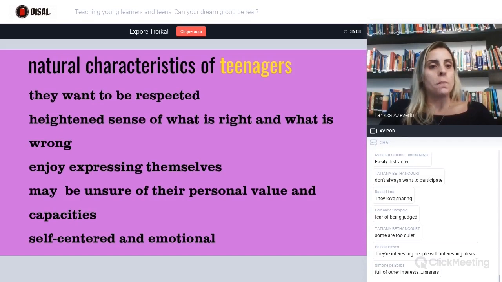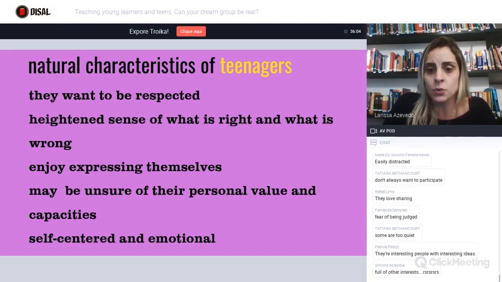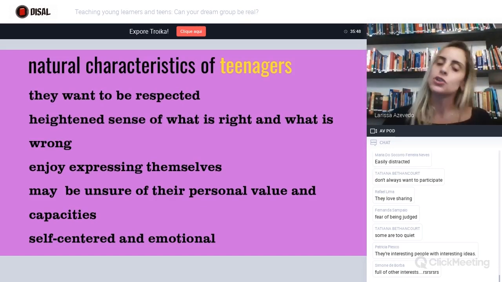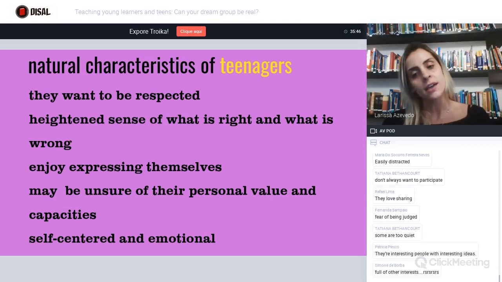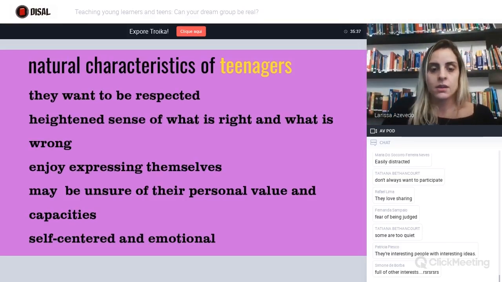Okay. So they want to be respected. That's true. Everybody does, right? Everybody wants to be respected. But sometimes teenagers don't really know how to seek this respect, to ask for the kind of respect they are looking for. The thing is, it's a very confusing moment for them because they're not children anymore. They're not adults yet. They see they're changing physically and in all other ways. And they're just trying to understand who they are becoming.